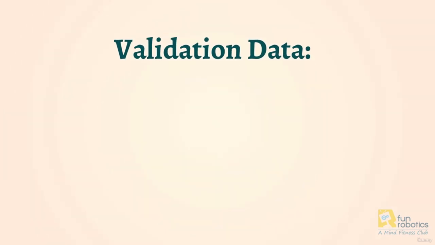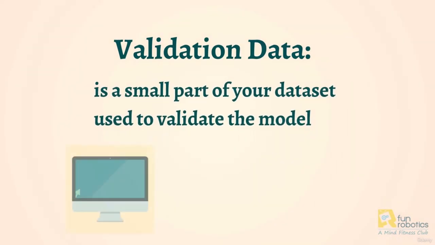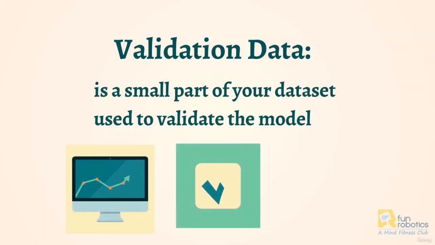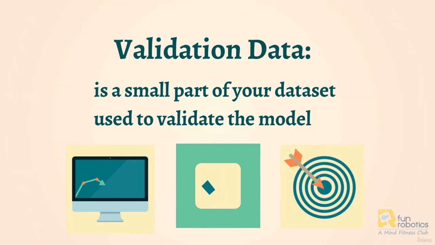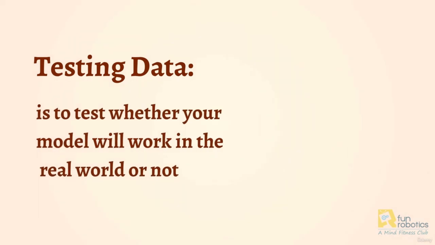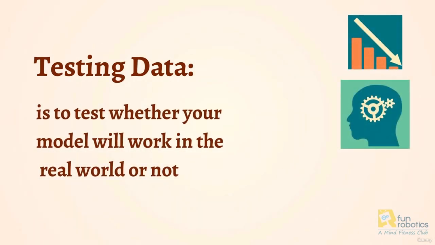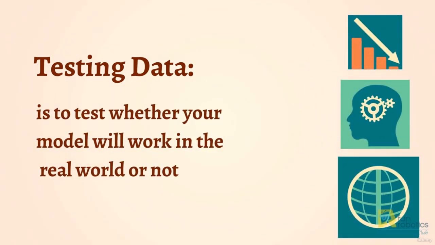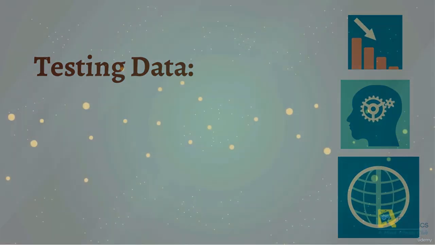Validation data is a small part of your dataset used to validate the model by using the examples in this set to tune the hyperparameters of the model and tackle challenges such as overfitting. Testing data is to test whether your model will work in the real world or not. This is done by showing the model data examples that it has never seen before and analyzing its predictions.